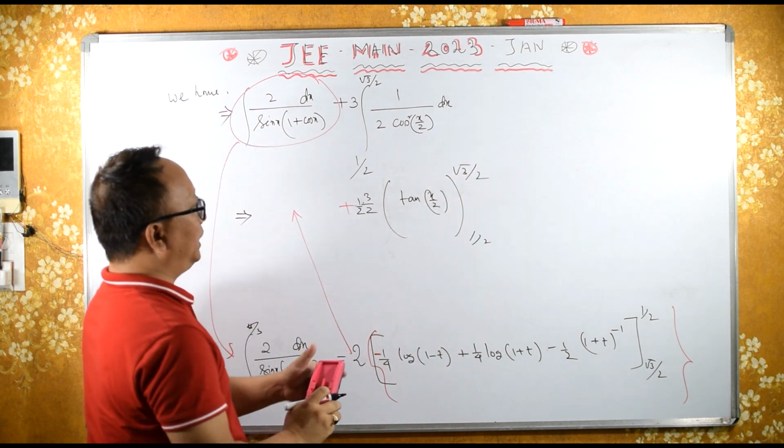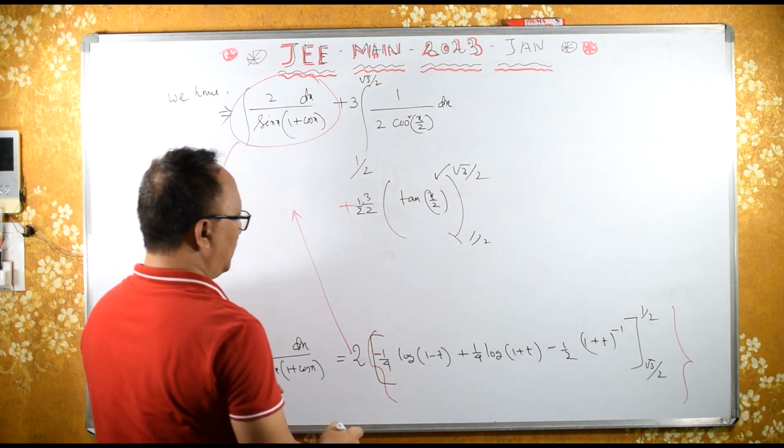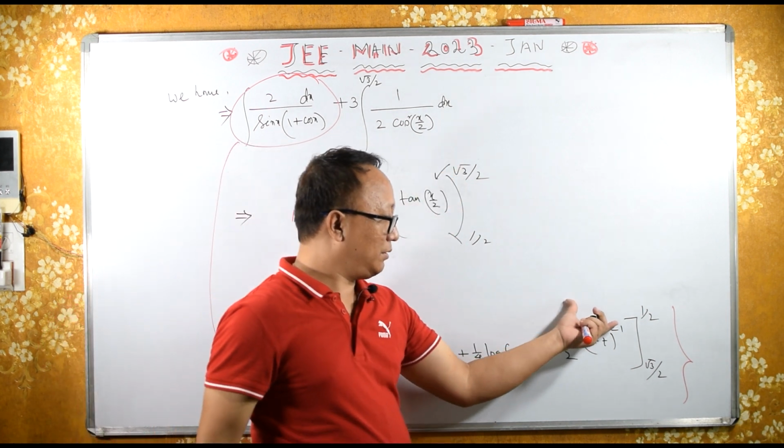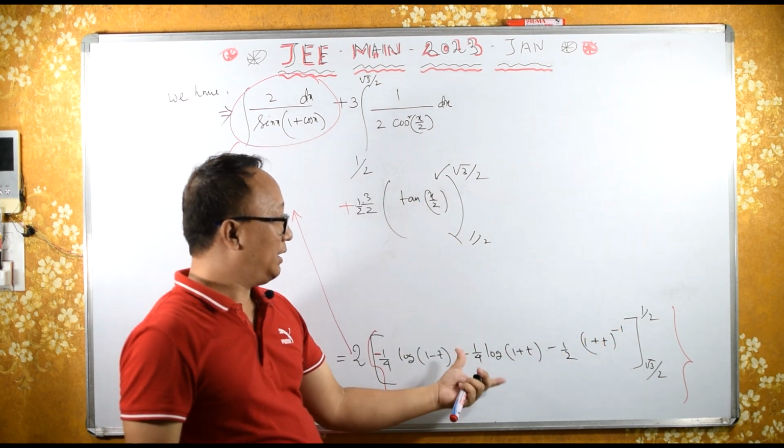Here also you substitute the limit, upper limit minus lower limit, and here also substitute upper limit minus lower limit. Here also you substitute upper limit minus lower limit. You will get the answer.